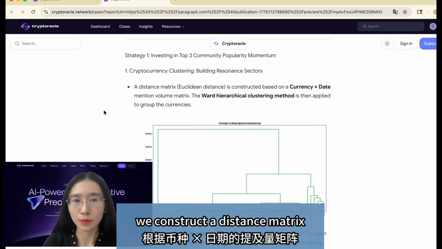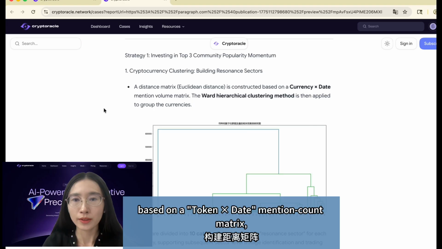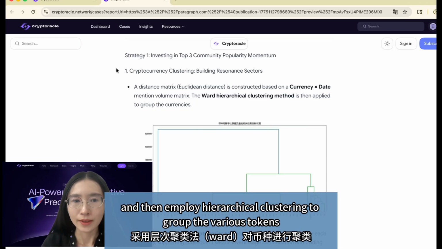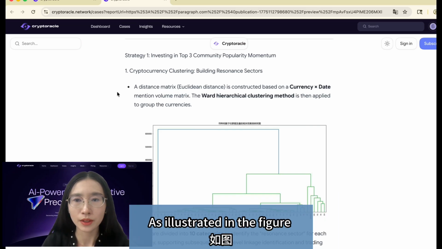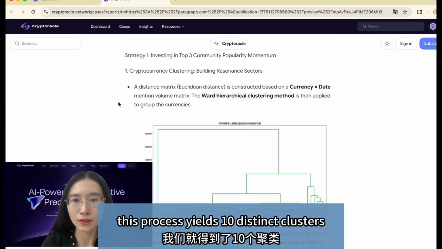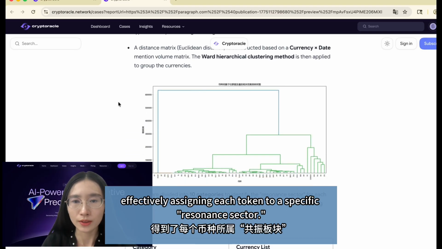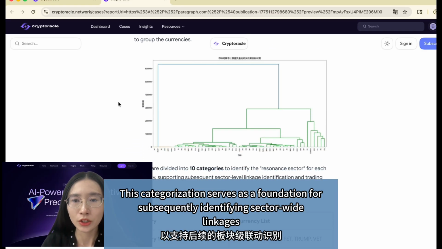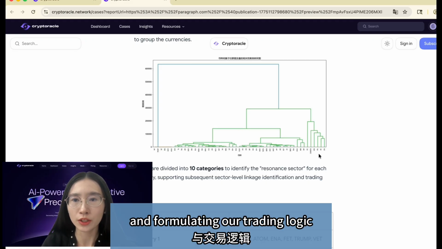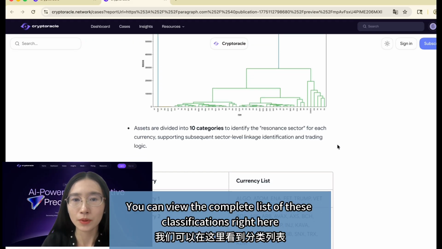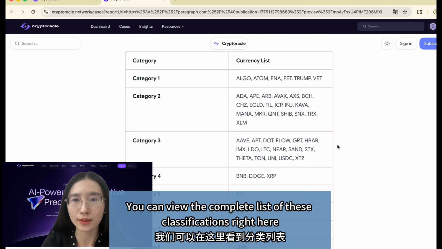We construct a distance matrix based on a token by date mention count matrix, and then employ hierarchical clustering to group the various tokens. As illustrated in the figure, this process yields 10 distinct clusters, effectively assigning each token to a specific regional sector. This categorization serves as the foundation for subsequently identifying sector-wide linkages and formulating our trading logic. You can view the complete list of these classifications right here.